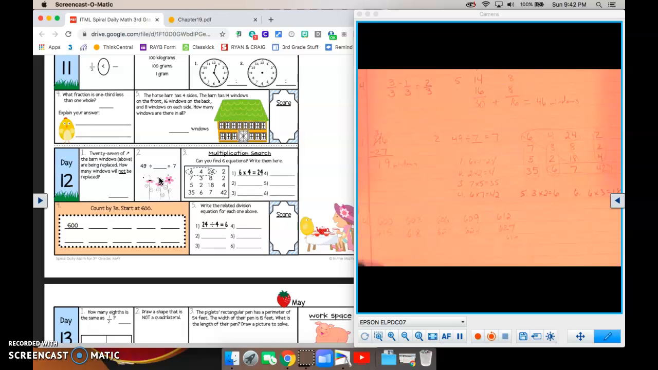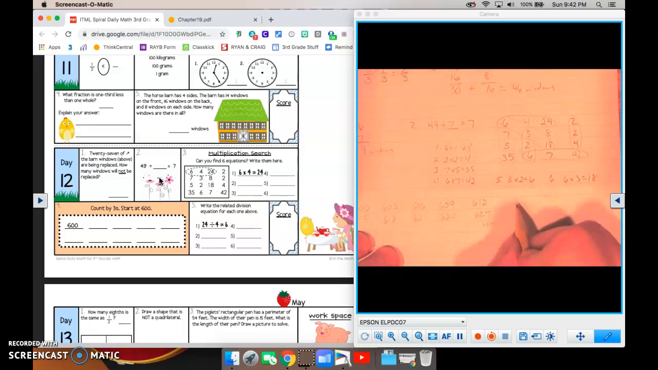Number 5, it's asking us to write the related division equation for each one above. So we're going to flip-flop them all around here. So number 1, 6 times 4 is 24. Well, that's now going to be 24 divided by either 6 or 4 equals the other one.